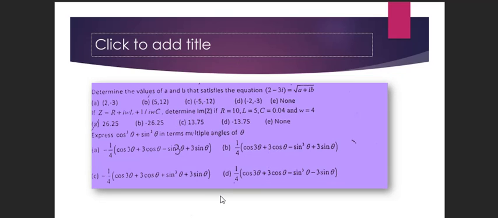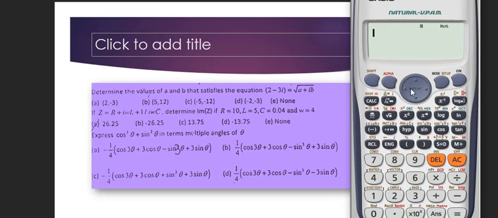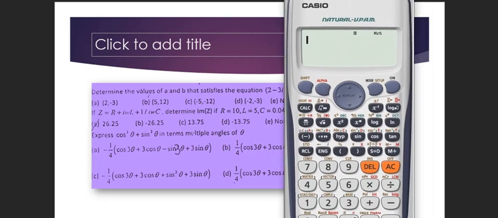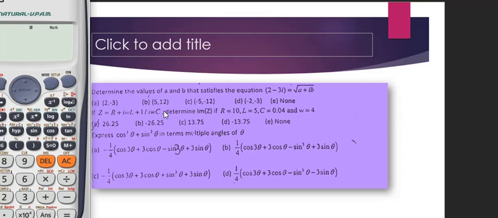How do you solve this kind of question? We've done a lot on the trig questions, so let's go a bit technical. For this question, determine the values of a and b that satisfy the equation 2 minus 3i equals the root of a plus ib. All you have to do is simple calculation so that you arrive at the correct answer. This is what you do.